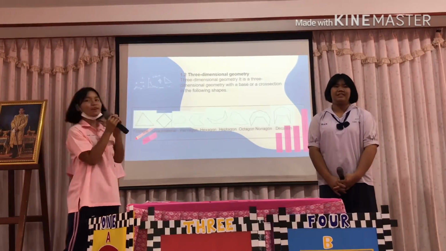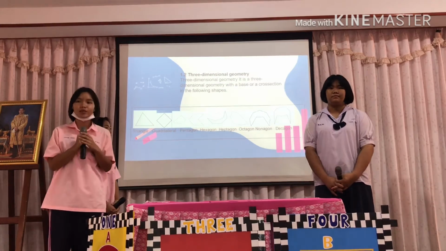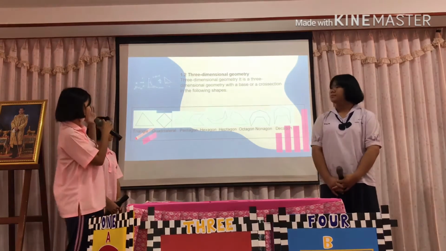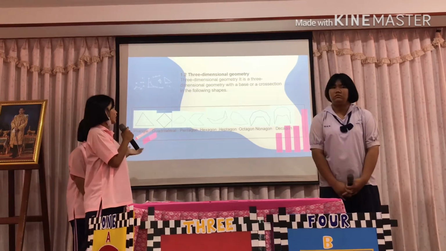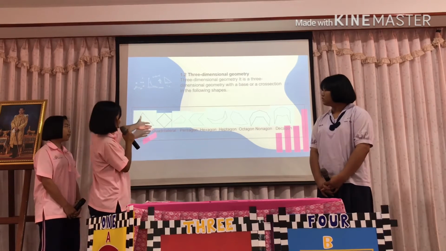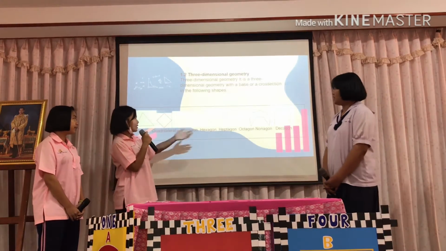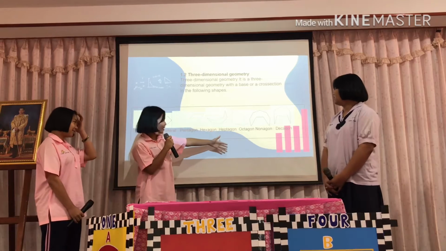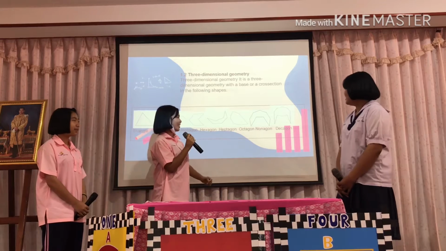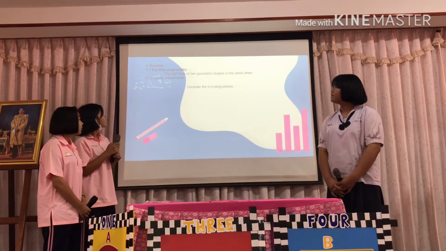1.2 Three-dimensional geometry. Three-dimensional geometry is geometry with the base or cross-section in the following shapes. This is an example of three-dimensional geometry. The first is triangle. Second is quadrilateral. Next is pentagon, hexagon, heptagon, octagon, nonagon, and decagon.